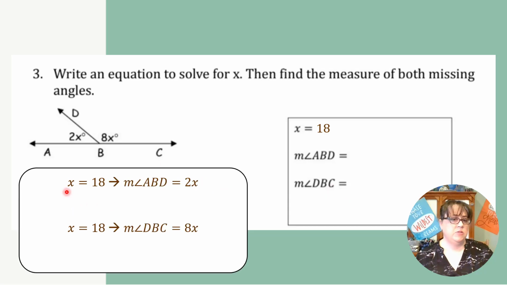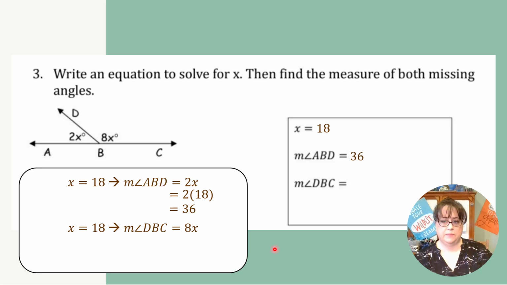I'm going to substitute 18 into 2x to find the measure of ABD. Substitute that in. 2 times 18 is 36. So the measure of ABD is 36. And now substitute 18 into the measure of DBC. So 8 times 18 is 144. So the measure of DBC is 144.